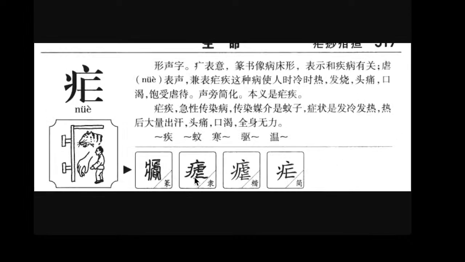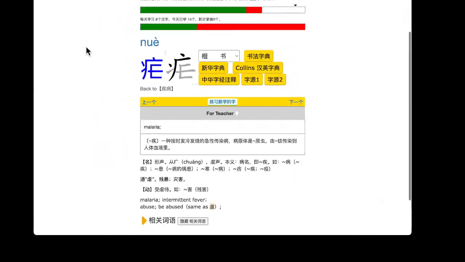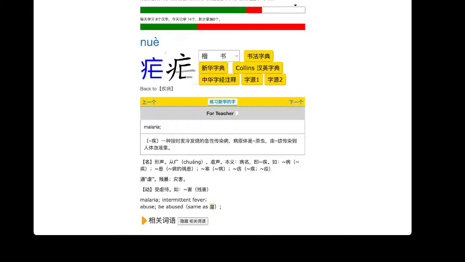originally under the illness radical was this entire character. They just took out the top part of it for simplicity's sake, because malaria is a disease that abuses you. This is the intermittent fever, right? The chills and the fever, like a really cold and then really hot.